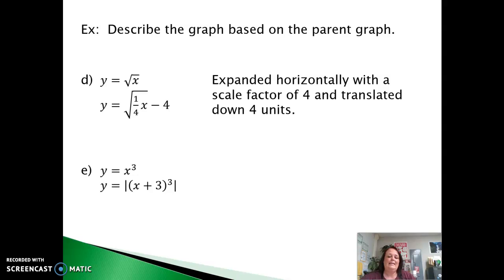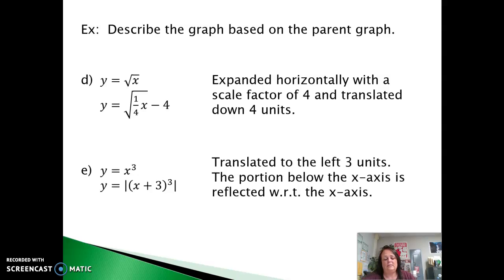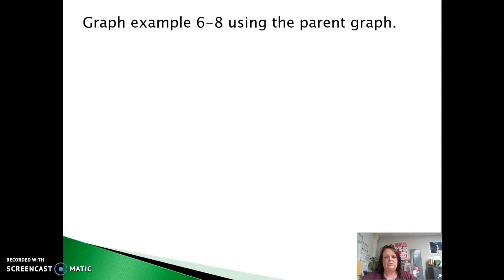So then for E, the value of x that makes the parentheses 0 is -3. So we have to translate to the left 3 units. And then any portion that's below the x-axis has to get reflected above the x-axis. So again, pause the video if you need to copy that. All right, so then we're going to go ahead and try examples 6 through 8 using the parent graphs.